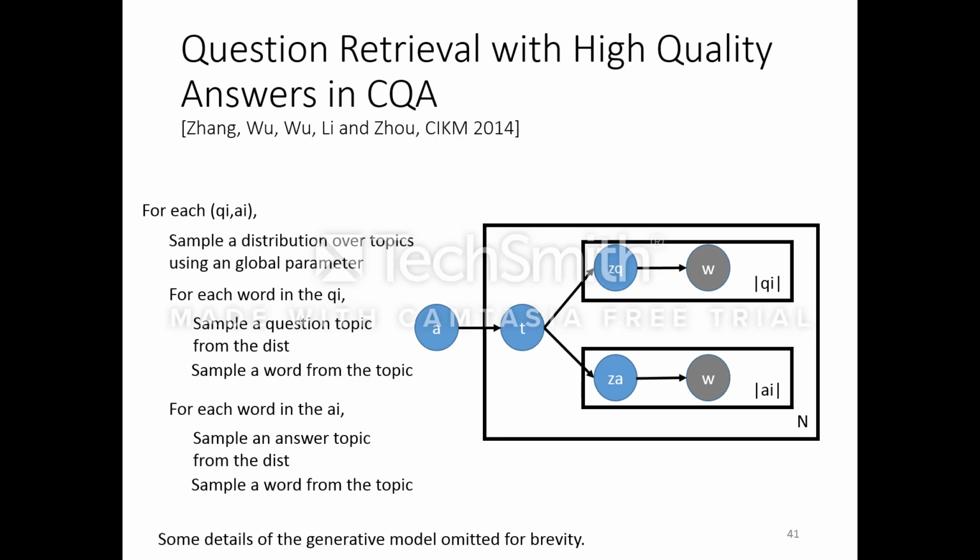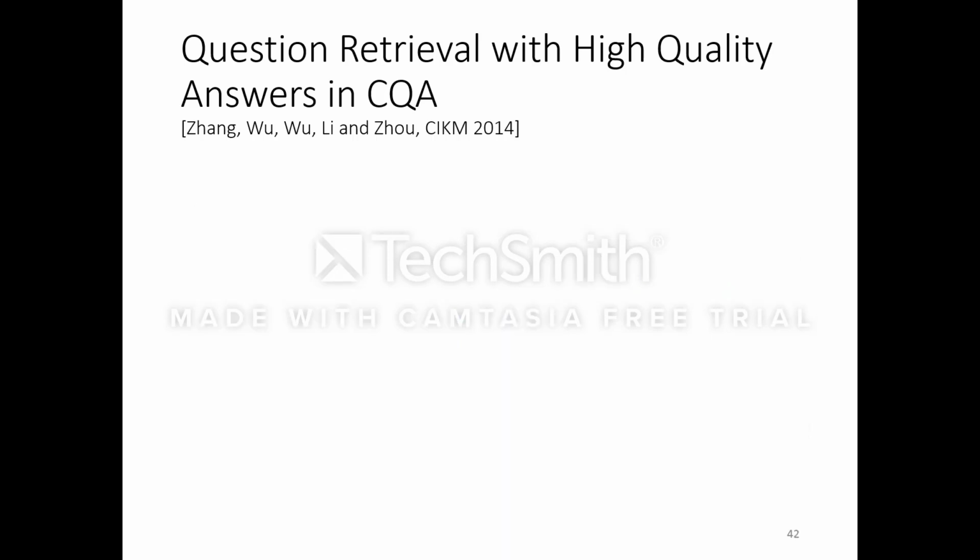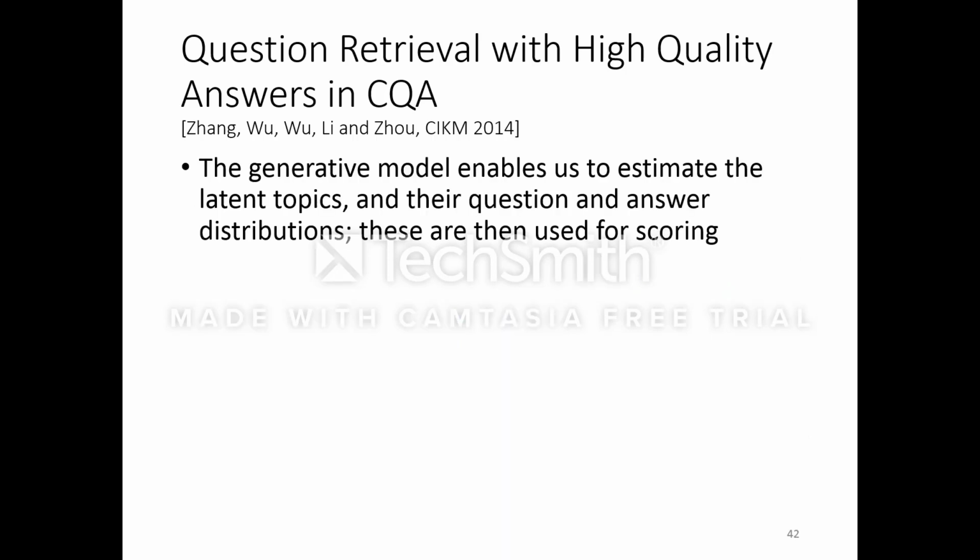Some details of the generative model are omitted for brevity, especially certain things like the quality signal that they use. I've omitted it because I wanted to capture just the spirit of the method here, and you can go back to the paper for the details. So moving on, let's see what they do. The generative model enables us to estimate the latent topics and their question and answer distributions, and these are then used for scoring. Let's see how they do scoring.